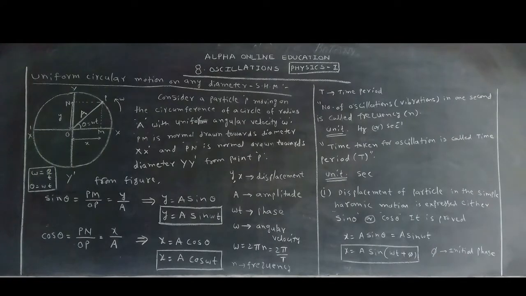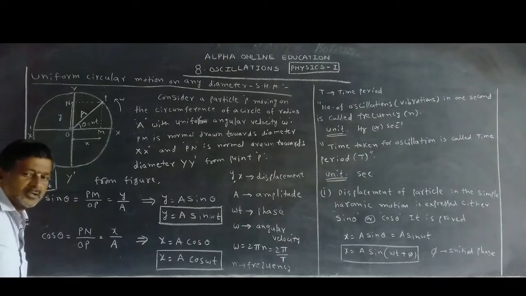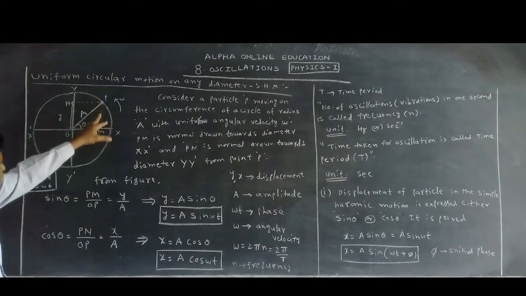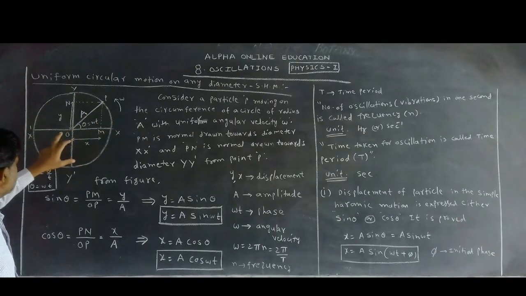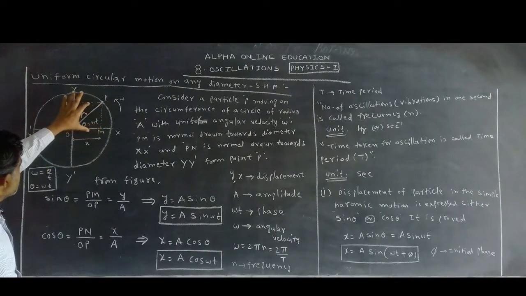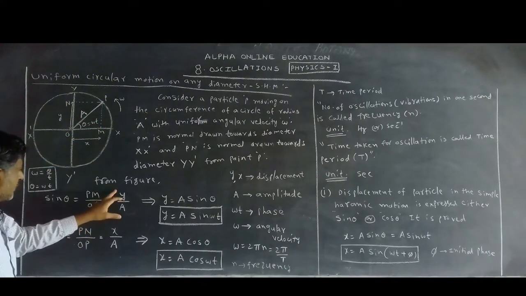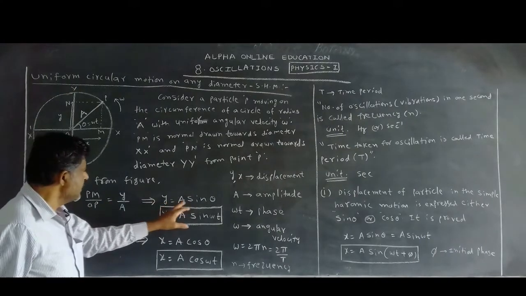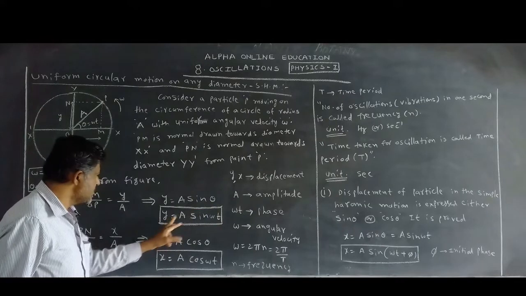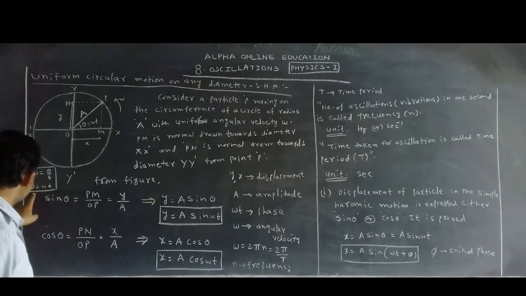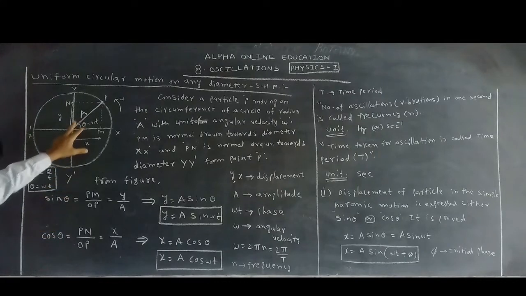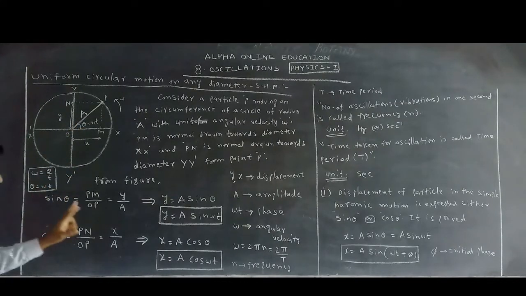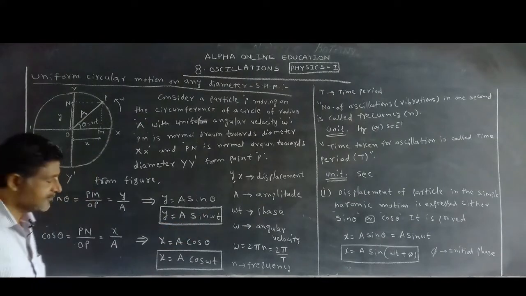Now from the figure write the sin theta. What is the formula of sin theta? Opposite side by hypotenuse. What is the opposite side? PM. What is the hypotenuse? OP. What is PM? PM is Y. Y by A. So Y is equal to A sin theta. What is theta? Theta is equal to omega t. From the figure, finally Y is equal to A sin omega t.